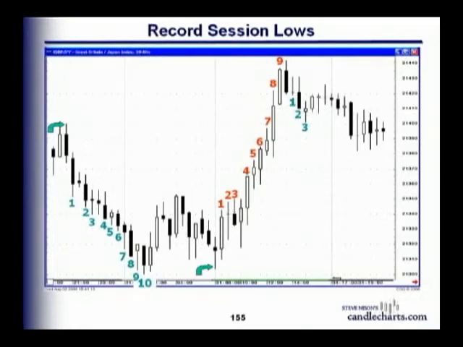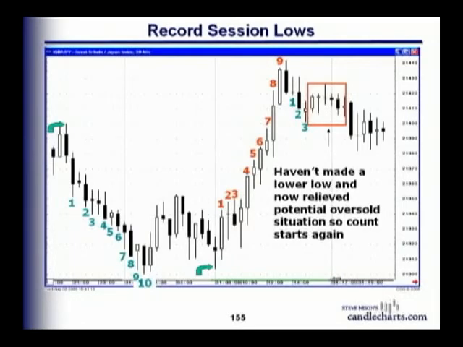The high of the dark cloud cover made a pivot high. We start making lows, 1, 2, 3, and see what happened here? It trades sideways. If the market makes a new low after that, you don't say it's record session low 4. You start the count all over again. So what you have to do here, and it shows here, it hasn't made a lower low. So what you have to do is start the count over again.